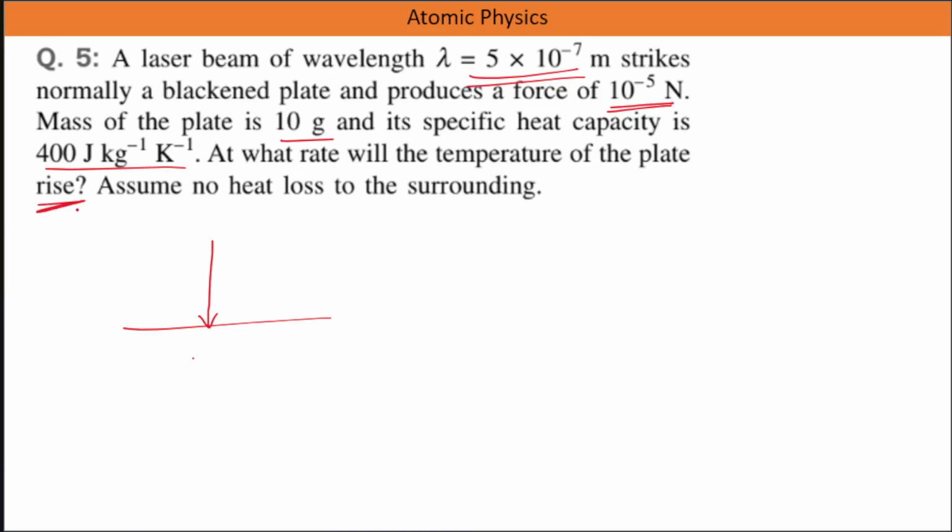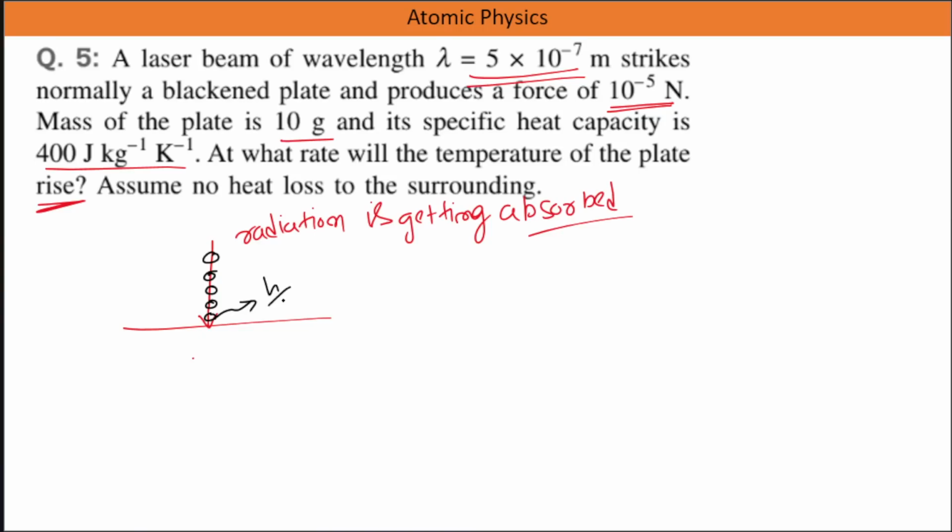First of all, why will the temperature of the plate rise? It is only possible if this plate is absorbing all the radiation. So here, this is a question where radiation is getting absorbed. When radiation is getting absorbed, what will be the force acting on the plate because of it? We are basically dealing with the particle nature of light. You know that light is made up of so many photons, and each photon has certain energy, also momentum. The momentum of each photon is equal to h by lambda.